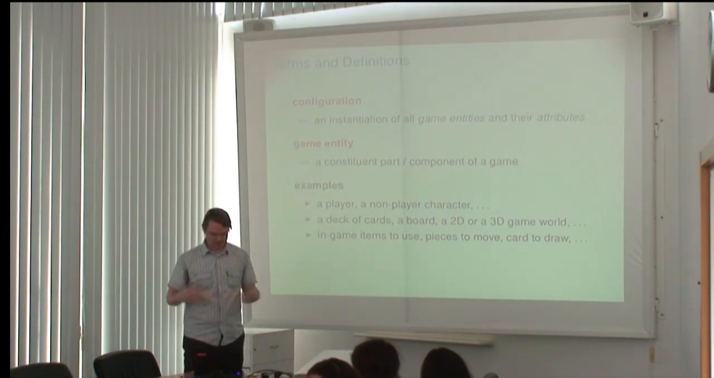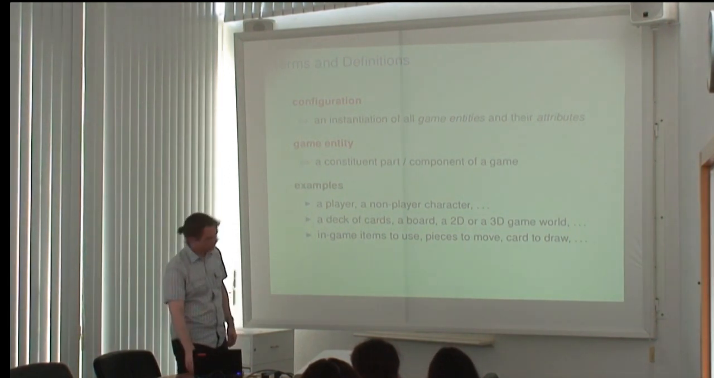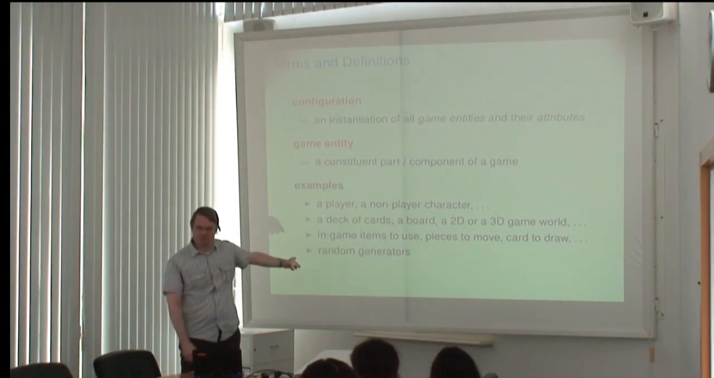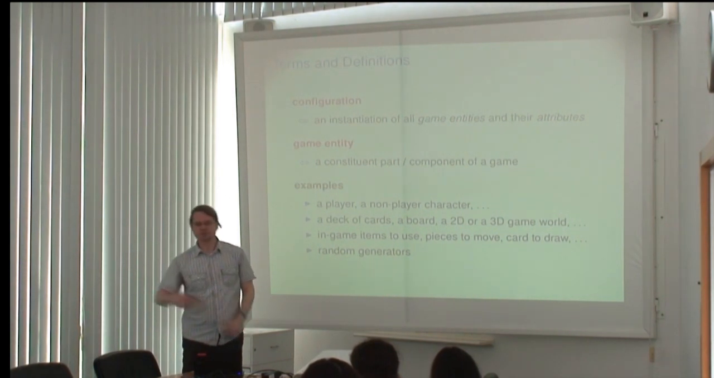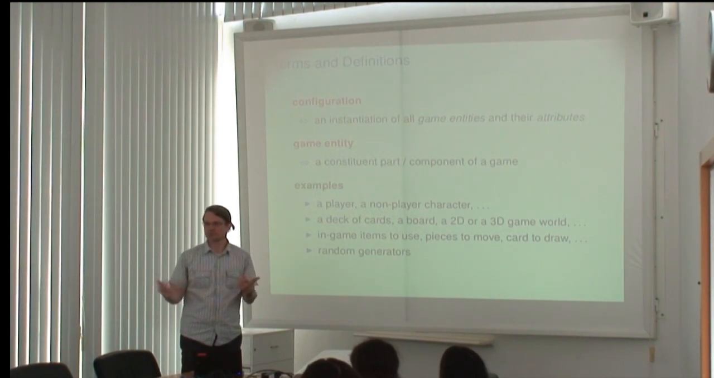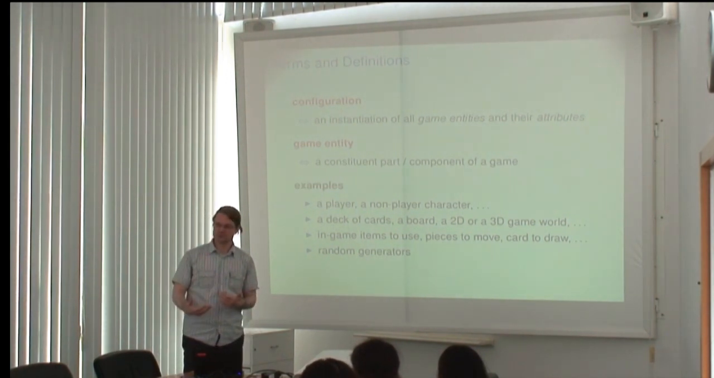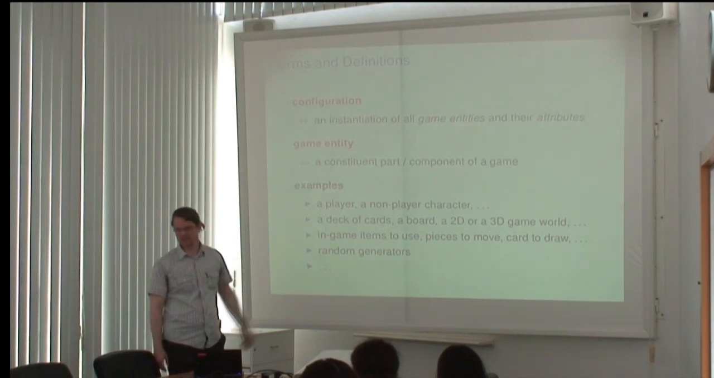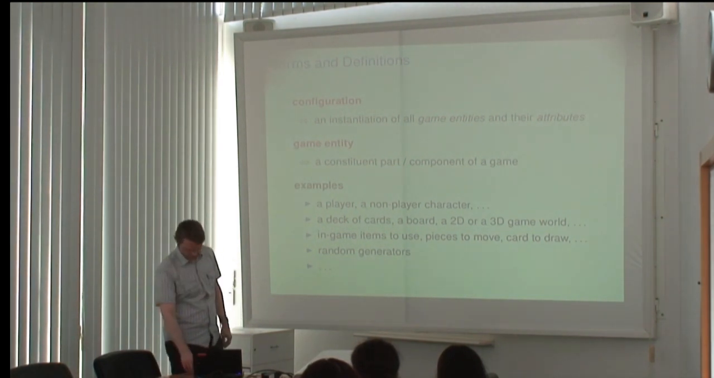When these physical games are like games played in the real world, chess, backgammon, whatever, we have pieces to move, cards to draw, constituent parts of the game. Random generators are also constituent parts of the game. Sometimes we have to roll a dice, or 2 or 3 or whatever. Or in a computer game, there might be some inbuilt random generator which we do not actively see, but which is there anyway. Without it, the game would be different. So random generation is sometimes a constituent component of a game. And of course, so many more.